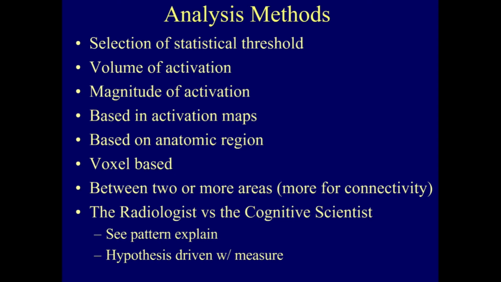And one can also analyze the data in really two opposing ways. One is the way a radiologist views the data. The other is the way a cognitive scientist views the data. So a radiologist will look at the pattern and then explain what is happening based on knowledge of anatomy and functional organization. A cognitive scientist will have a hypothesis about what should or should not be activated, driven by a particular measure.